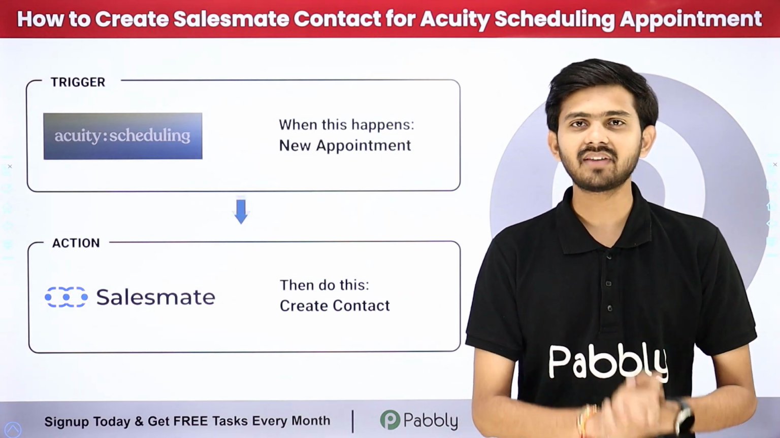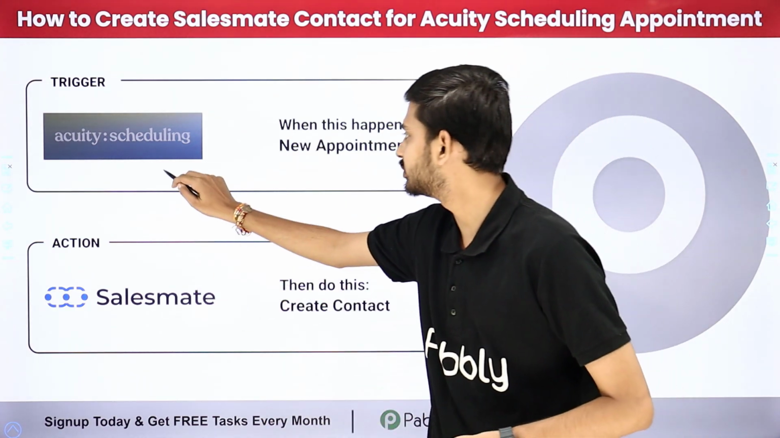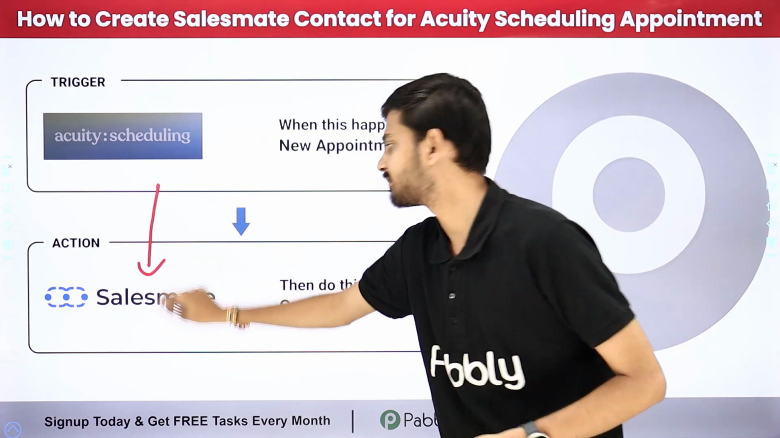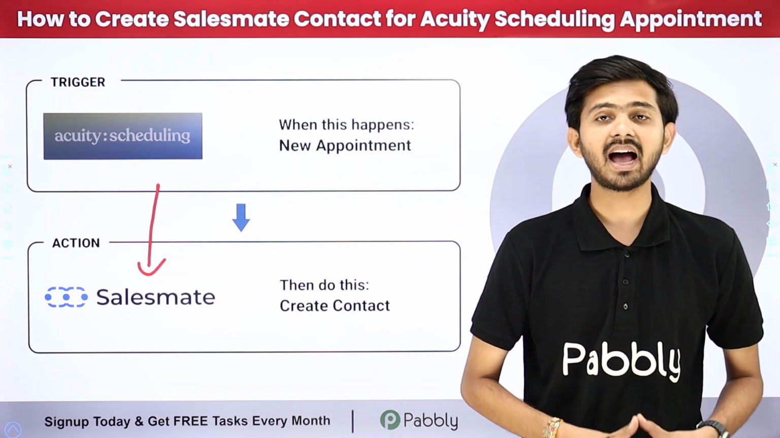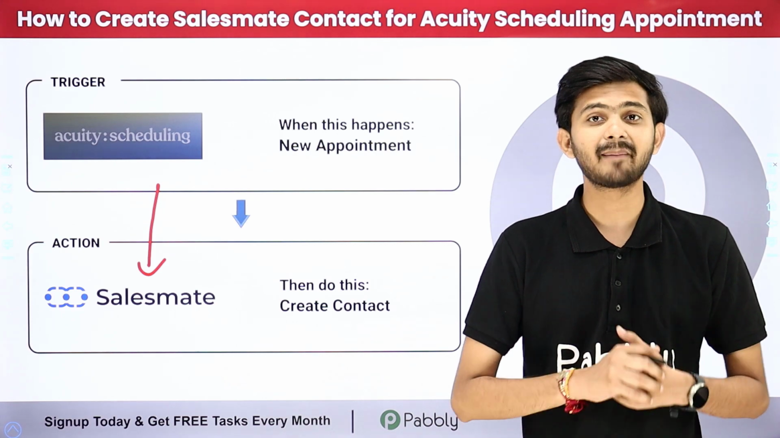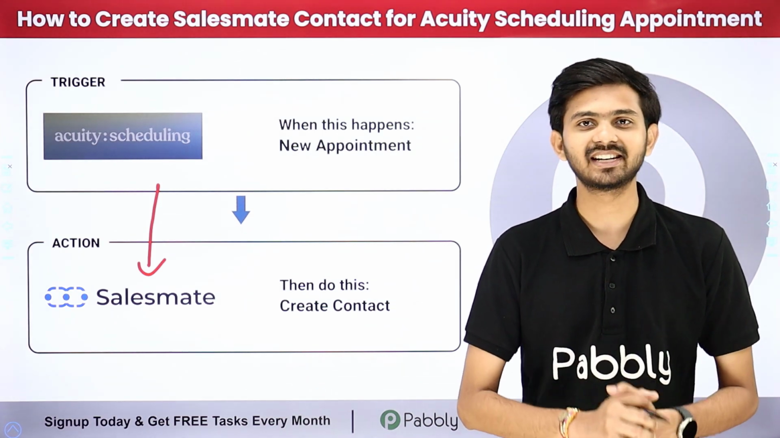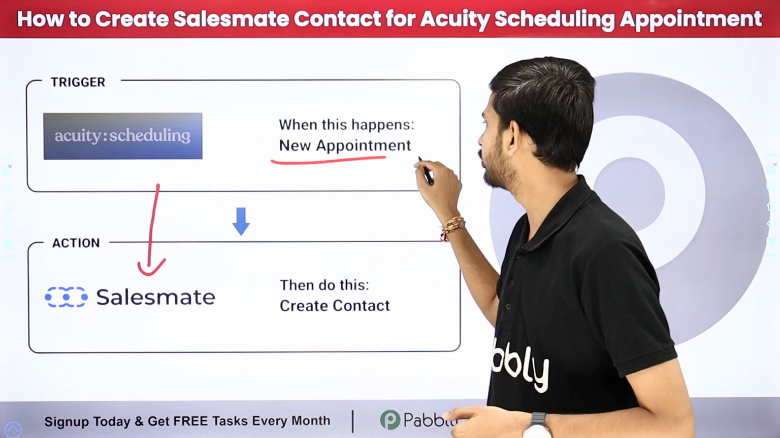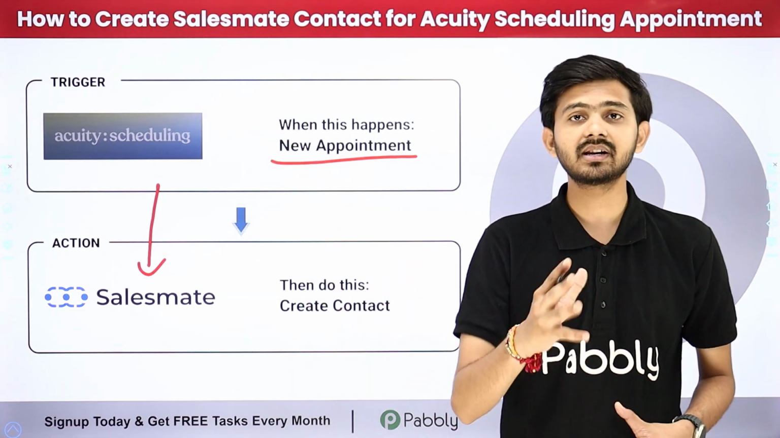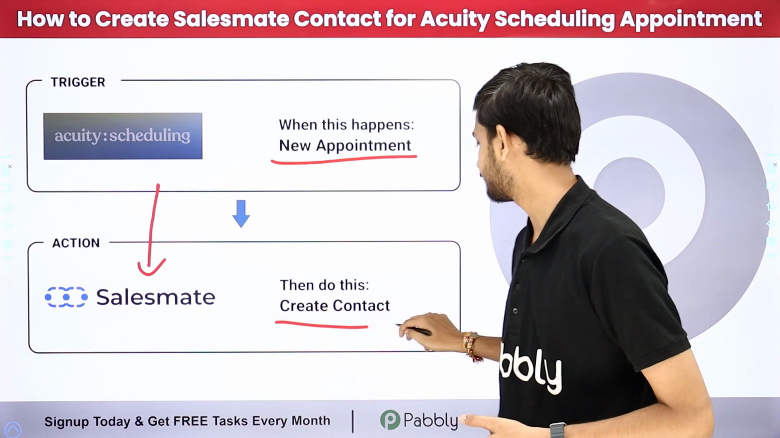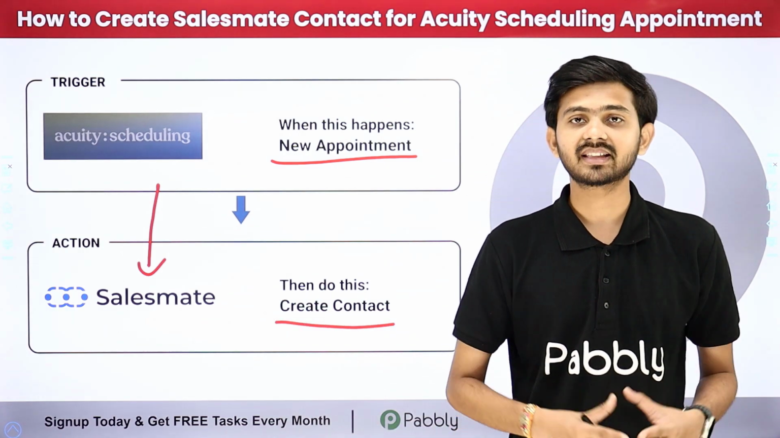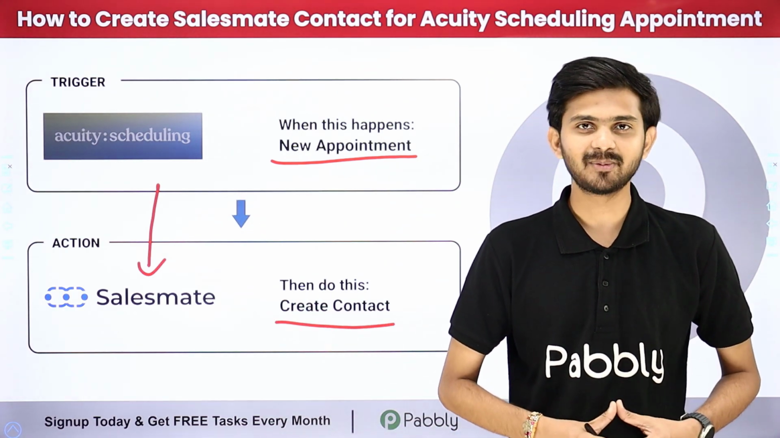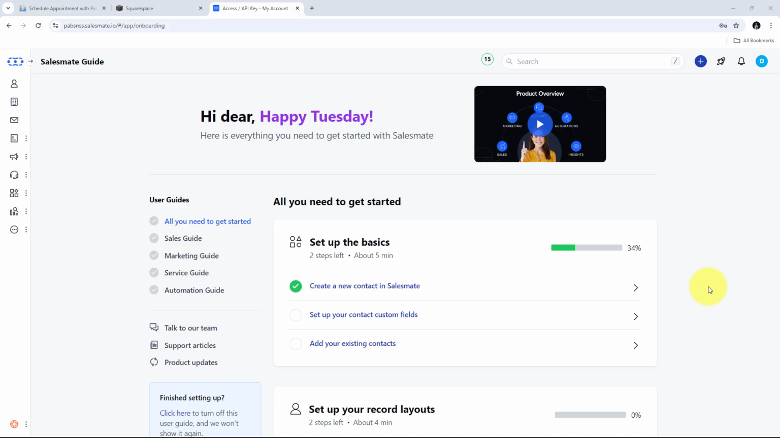For my objective, I have to build a connection between Acuity Scheduling and SalesMate. For building this connection, I'm going to use Pabbly Connect, which is an amazing software for automation and integration. With Pabbly Connect, as I receive a new appointment through Acuity Scheduling, I will automatically create a new contact in SalesMate. So how am I going to build this connection? For that, let me take you to my computer screen. I hope you can all see my computer screen.